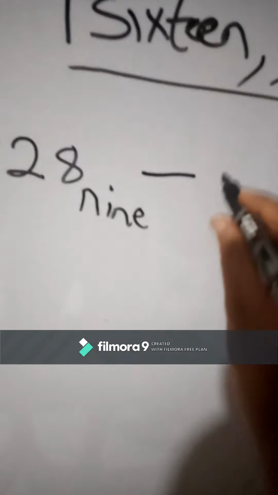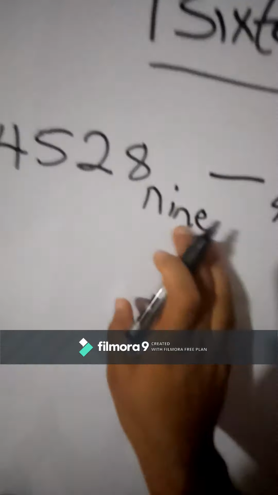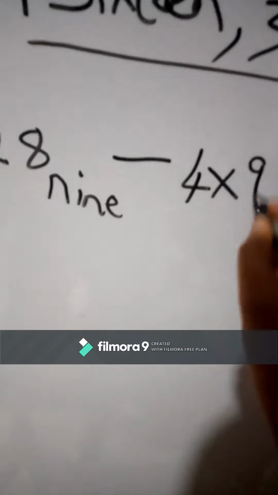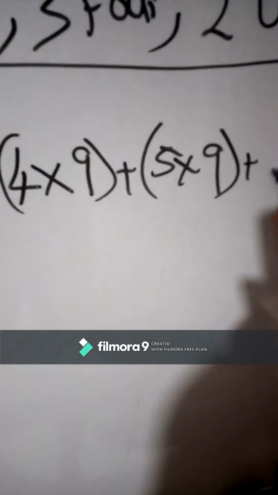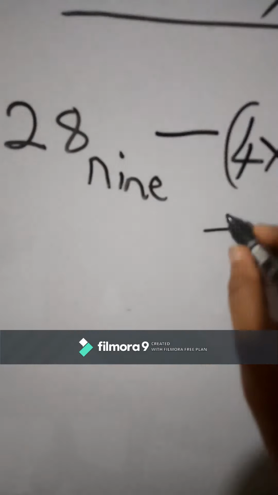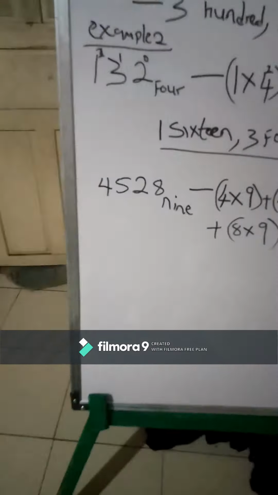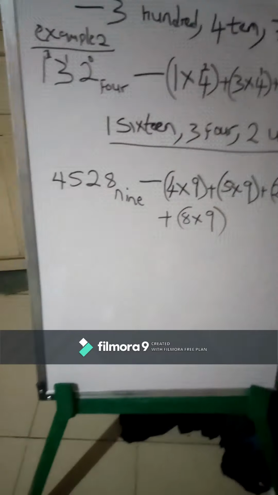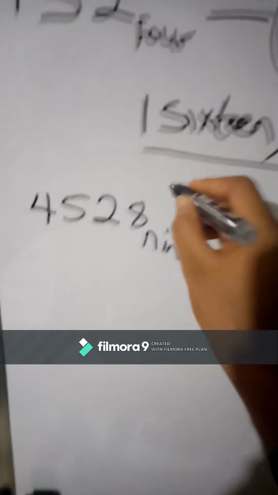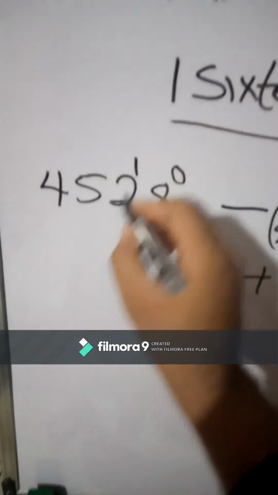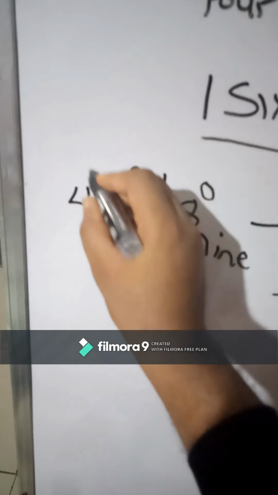Remember that to expand, you multiply each of this number by the base. 4 times 9, put the brackets, 5 times 9, 2 times 9, 8 times 9. Now to introduce the powers, remember I told you that you introduce the powers from behind. So the 8 will take power what? 0. The 2 will take power what? 1. The 5 power 2 and 4 power 3.